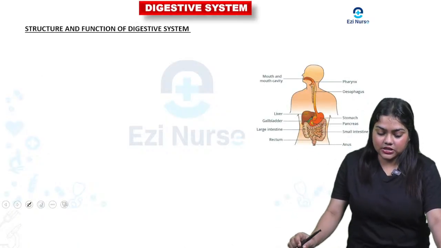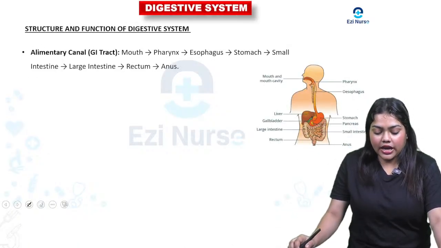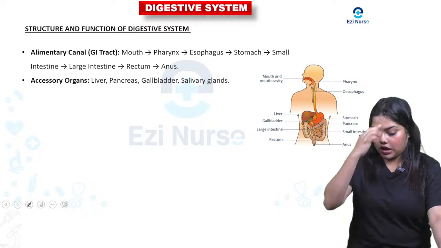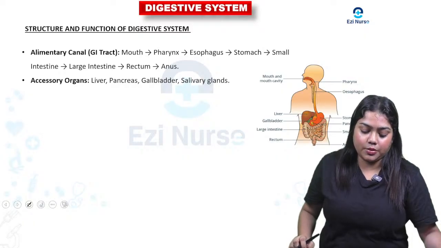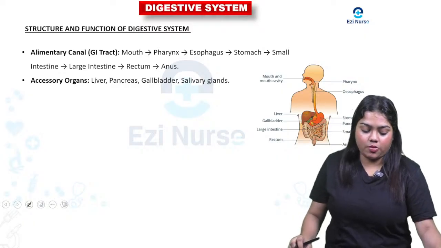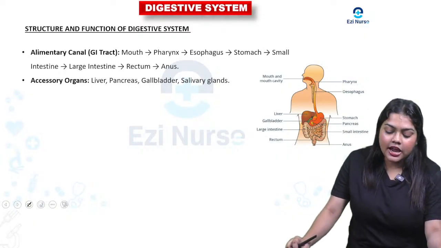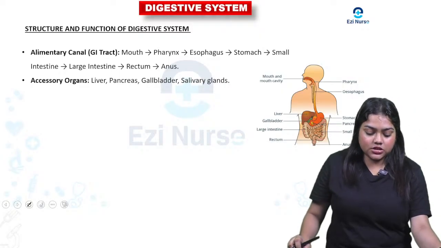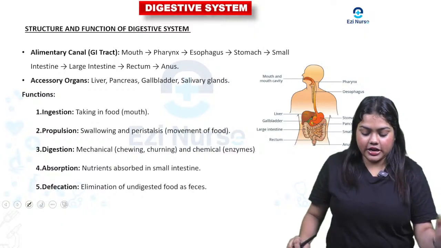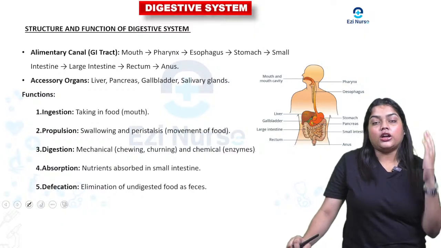Come to the digestive system. We have the alimentary canal, which includes the GI tract or gastrointestinal tract, which starts from the mouth, then pharynx, esophagus, stomach, small intestine, large intestine, rectum, and anus. Accessory organs of the digestive system include liver, pancreas, gallbladder, and salivary gland. So what are the functions?